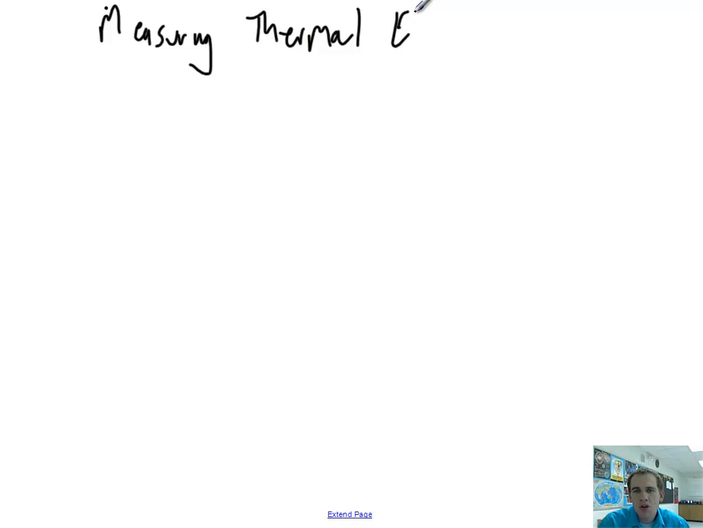Okay, I want to talk a little bit about measuring thermal energy, the law of conservation of energy, and how do we actually know how much thermal energy something gains or loses, right? That's heat. So how do we measure heat? How do we measure this stuff?